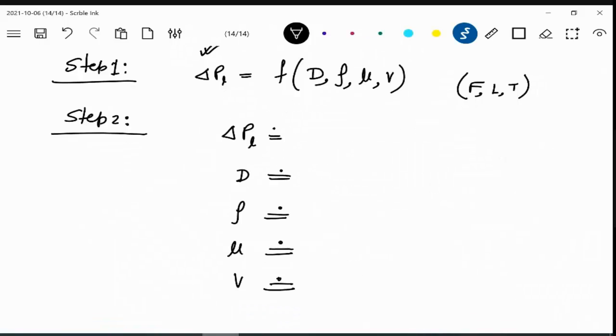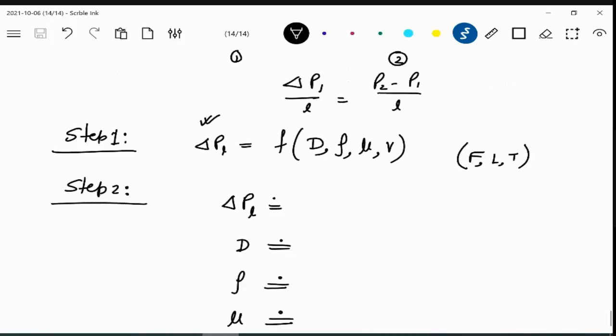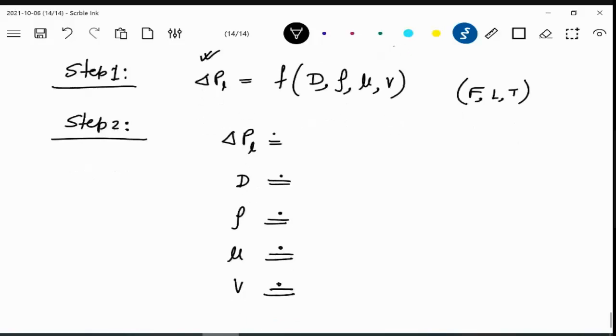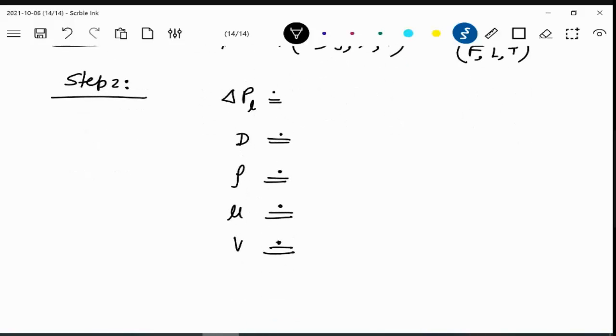So what is the dimension of delta P by L? F L square. Basically delta PL is delta P by L also. When I say delta PL, this means change in pressure per unit length. So then what is the unit dimension? F L minus 3. And diameter is L. What is density? F T square L minus 4.